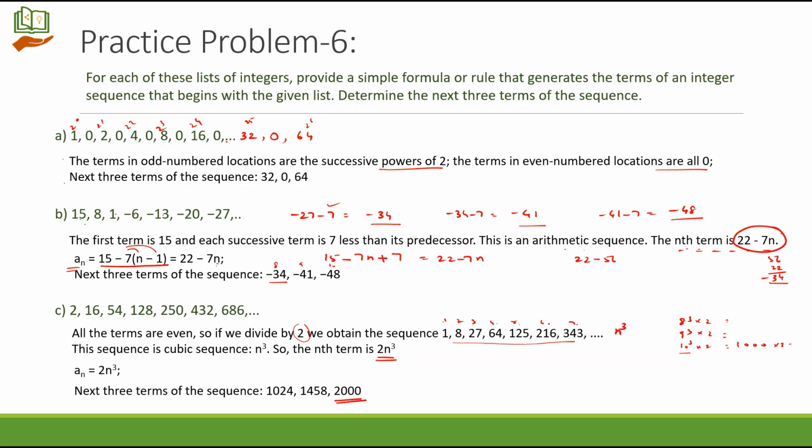What is 8 cube? 8 into 8 is 64. 64 into 8 will be 512. So 512 into 2 will give you 1024. What about 9 cube? 81 into 9 will give 729. 729 into 2 will give 1458. So we have got all the 3 terms here. 512, 729 and 1000 will be the next 3 terms in the cubic series. But this particular sequence is 2 into the cubic sequence. So we are going with 2 into n cube as the general rule here.